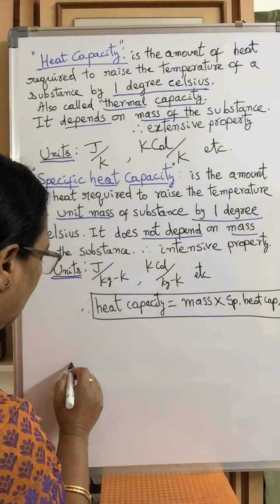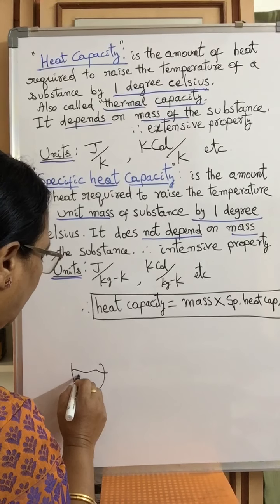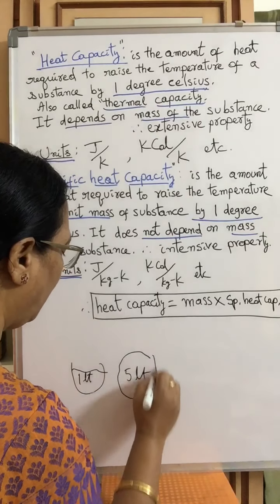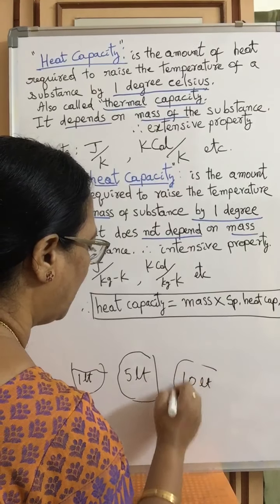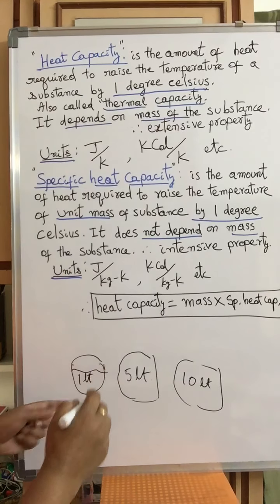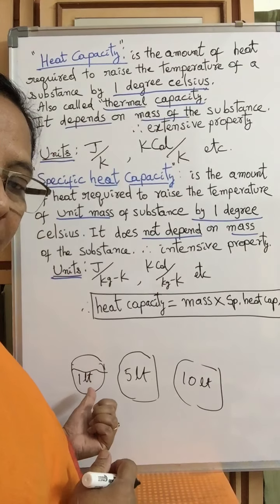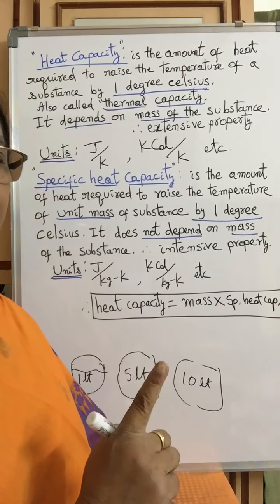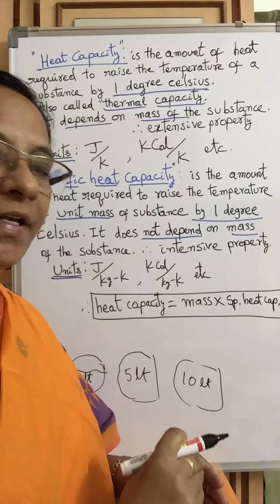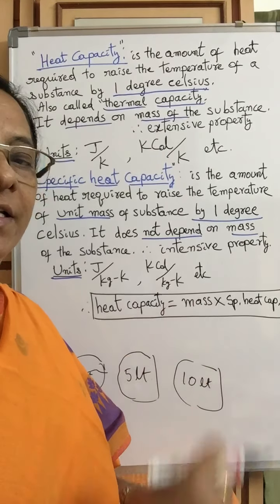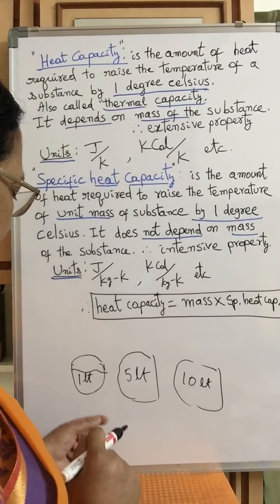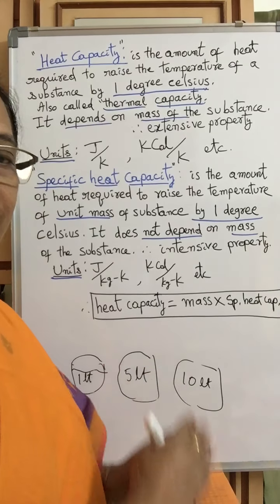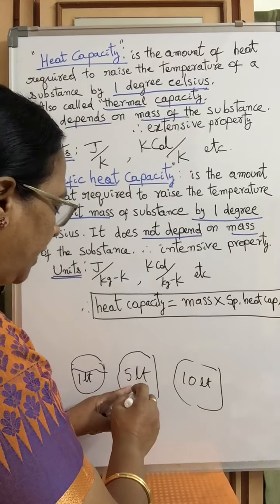For example, suppose here 1 liter of water is there, and here 5 liters of water, and here 10 liters of water. So to heat or to raise the temperature of 1 liter of water by 1 degree Celsius, for example from 40 degrees centigrade to 41 degrees centigrade, only 1 degree centigrade, what amount of heat is to be supplied? That is heat capacity.